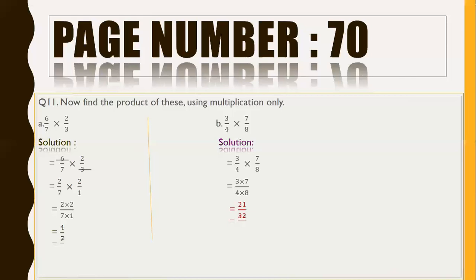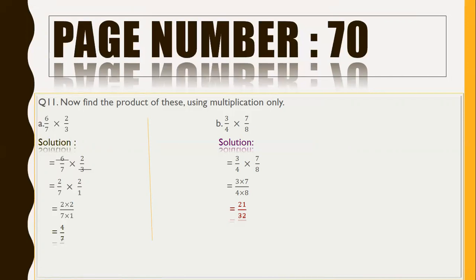3 and 6. You cannot cancel 2 and 6 because they both are in the numerator. I am repeating again and again that we can only cancel one term in the numerator against another in the denominator. 6 over 7 multiply 2 over 3. 3 and 6 will be cancelled. After the cancellation, the new fractions become 2 over 7 multiply 2 over 1.